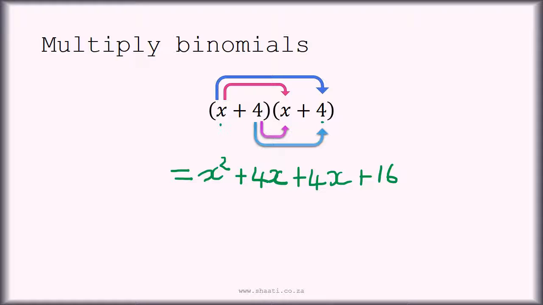Now remember that we have to simplify. That means that we have to add the like terms. I know that there's only one x squared, so I'll write that down. There's nothing to add to the x squared. We do, however, have two like terms here: 4x plus 4x is 8x. And we've only got one constant at the end, which is 16. And there we have it.